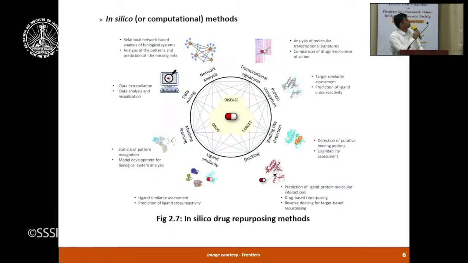Next one is in silico or computational method. This method uses computers to identify potential new uses for existing drugs. This can be done by analyzing large datasets of protein-ligand interaction, disease-gene association, or chemical structures, as you can see in the image.